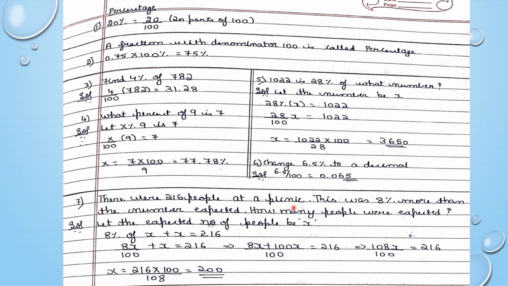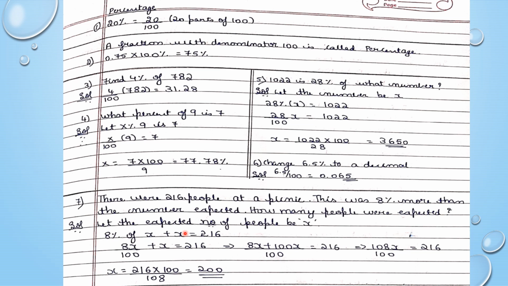There were 216 people at a picnic. This was 8% more than the number expected. So how many people were expected for the trip? You don't know the exact number, so let the expected number of people be x. They have given that 8% more will be joining for the trip. So 8% of x plus x, which was the original number, is equal to 216.